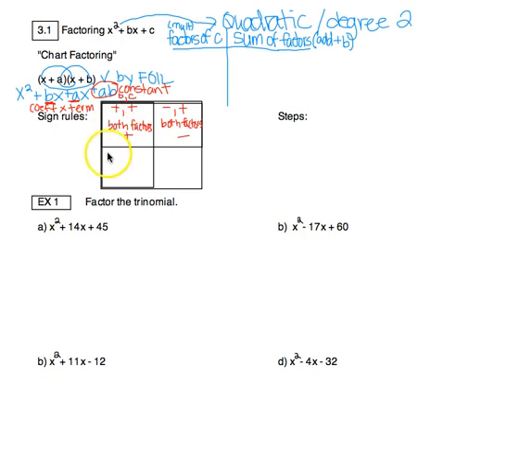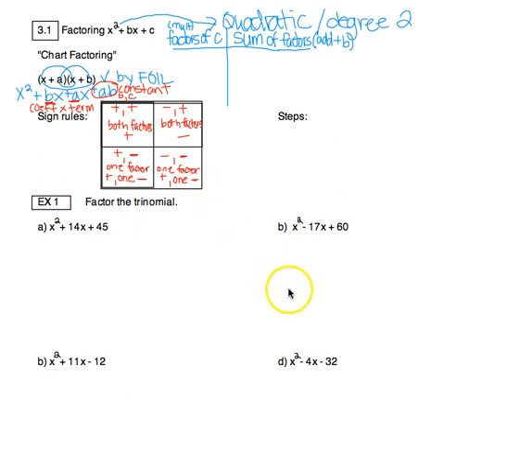If your B term is positive and your C term is negative, then you're going to have one factor positive and one negative. If your linear term is negative and your constant term is negative, then you will also have one factor that's positive and one that's negative.